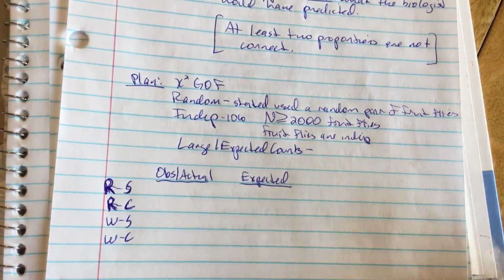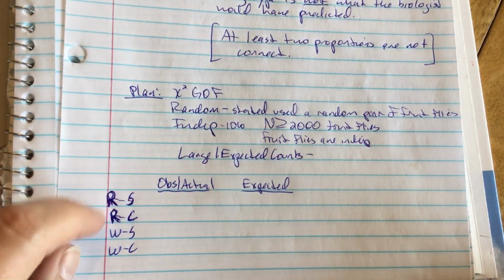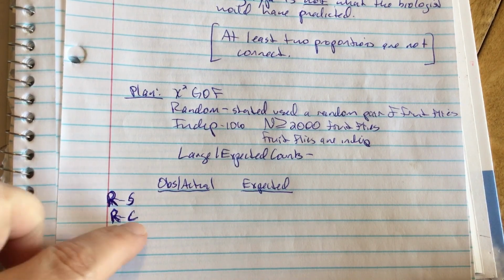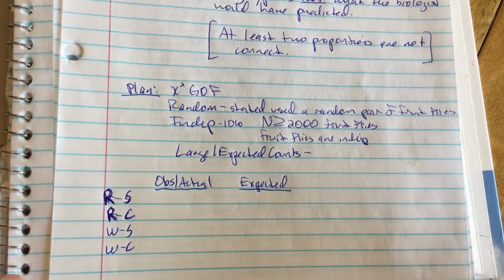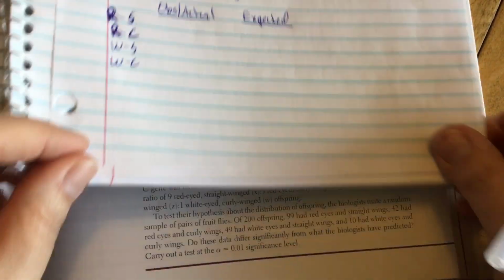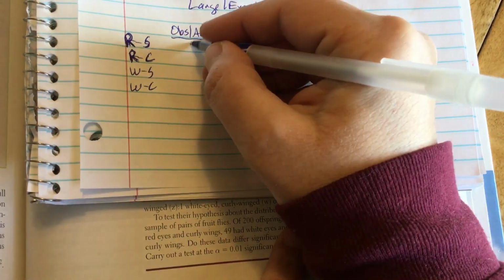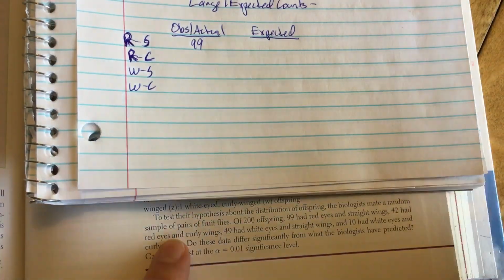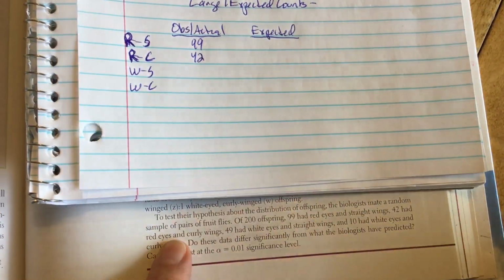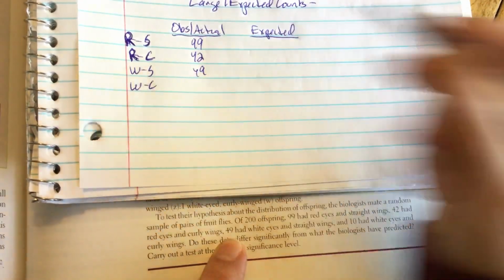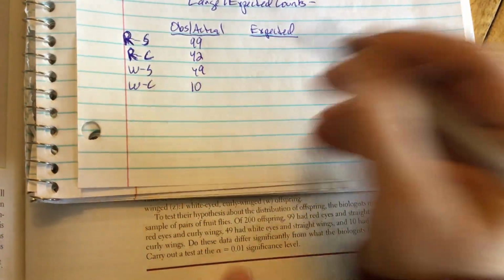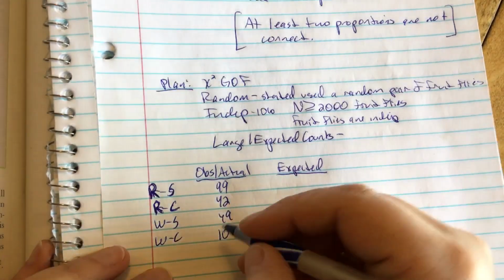Now let's do our large or expected counts. Okay, so I did a little chart here. So I've got my red eyes, straight wings, red eyes, curly wings, white eyes, straight wings, white eyes, curly wings. So what did we observe? We observed 99 red eyes and straight wings, 42 red and curly, 49 white and straight, and 10 white and curly. So that's what I observed.